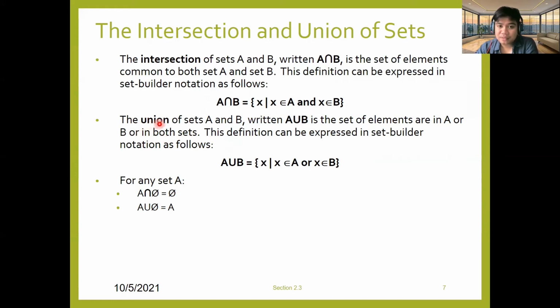So, we have the union of sets written as A union B, letter U, na ganon. If the set of elements are in A or B or in both sets. This definition can be expressed in set builder notation as A union B is equal to X such that X is element of A or X is element of B. So kapag kinuha natin yung union ng dalawang sets, either yung elements na nandoon will be in set A or in set B or parehas.